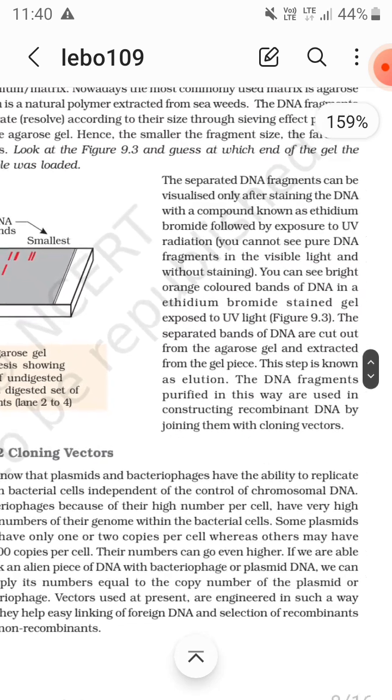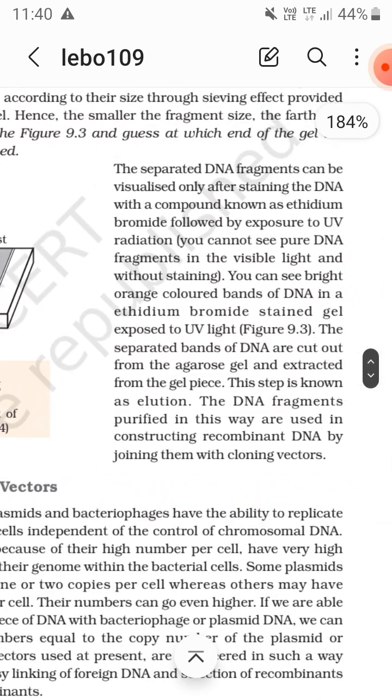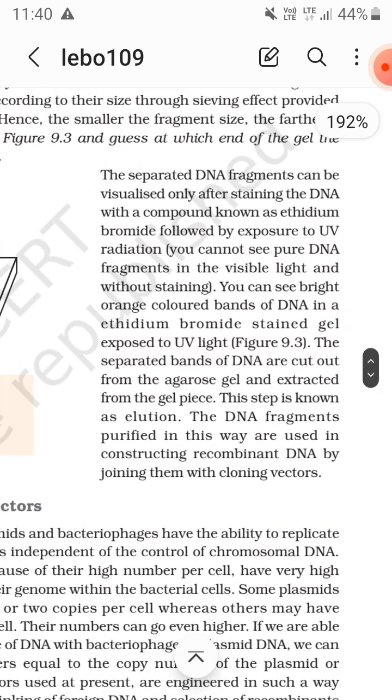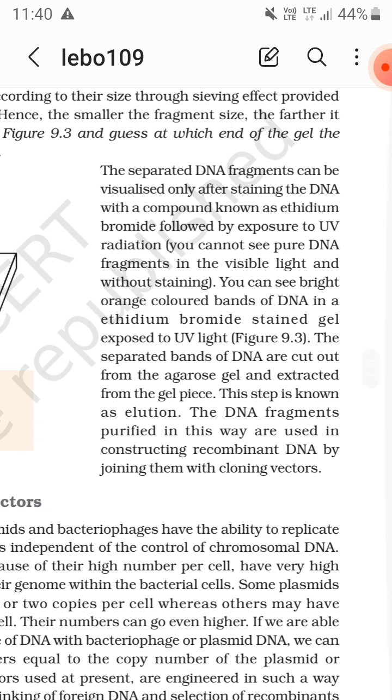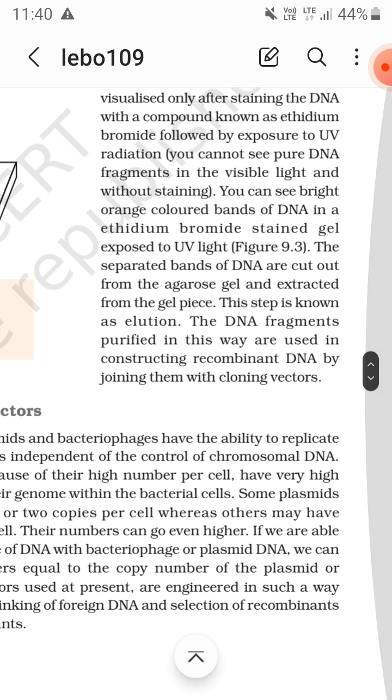The separated DNA fragments can be visualized only after staining the DNA with a compound known as ethidium bromide, followed by exposure to UV radiation. That means you cannot see pure DNA fragments in visible light without staining. It needs to be stained with ethidium bromide and exposed to UV radiation. Then you can see bright orange bands of DNA in the ethidium bromide stained gel exposed to UV light.